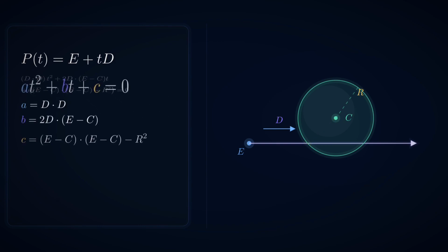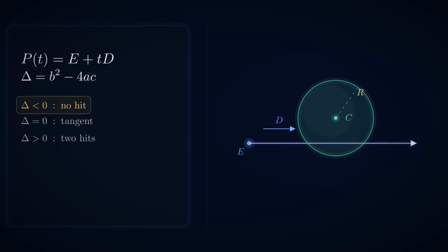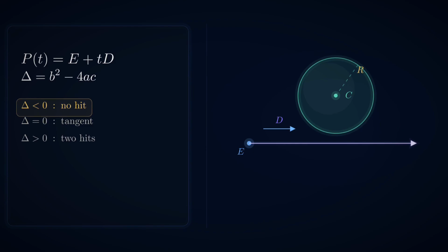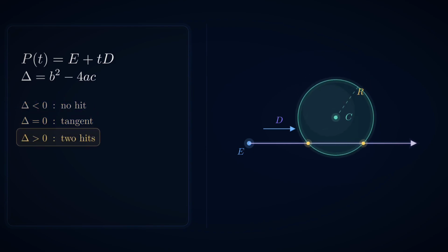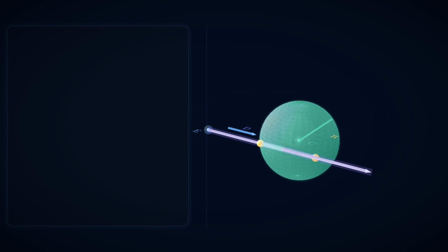That discriminant tells us the kind of intersection we have. Delta less than 0 means no hit. Delta equals 0 means a tangent. And delta greater than 0 means 2 hits. In 3D, the picture gains depth, but the logic stays the same.